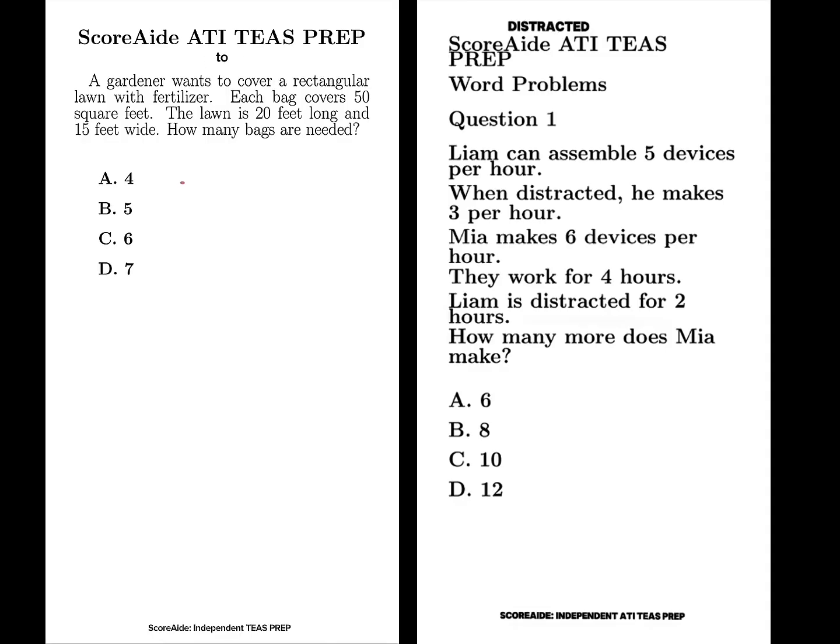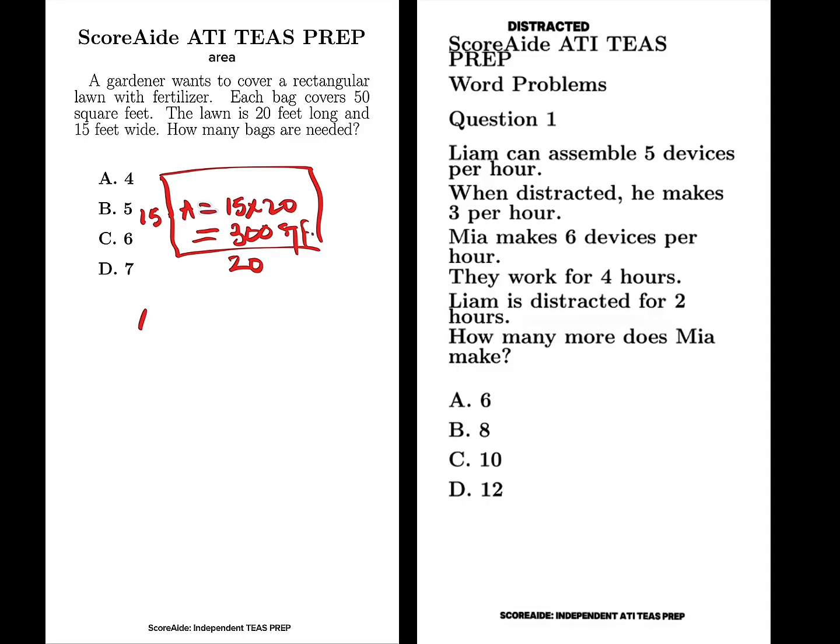So we just need to, let me illustrate that. So we have 20 and 15, and the area here is going to be what? 15 times 20, which is equal to 300 square feet, right? So the area being equal to 300 square feet, right? We can now convert this into what? Look at this in terms of what? In terms of how many bags, right?